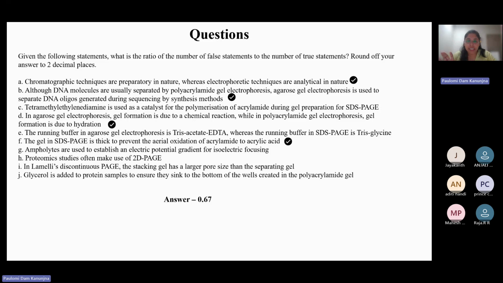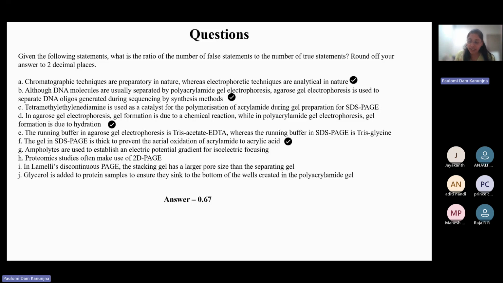agarose gel electrophoresis is the technique which you do after PCR. So, when you are doing PCR, the gel that you run to check your PCR product confirmation is agarose gel electrophoresis, right? Now, sequencing by synthesis is basically if you're trying to generate oligos. Oligos are basically nucleotides. So you're synthesizing nucleotides. They can be very small in size also.